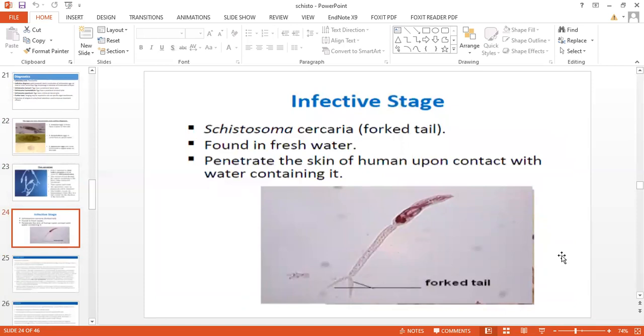More detail about Cercaria: the forked tail you can see at the end, and it's found in freshwater and penetrates the human upon contact with the water containing it.